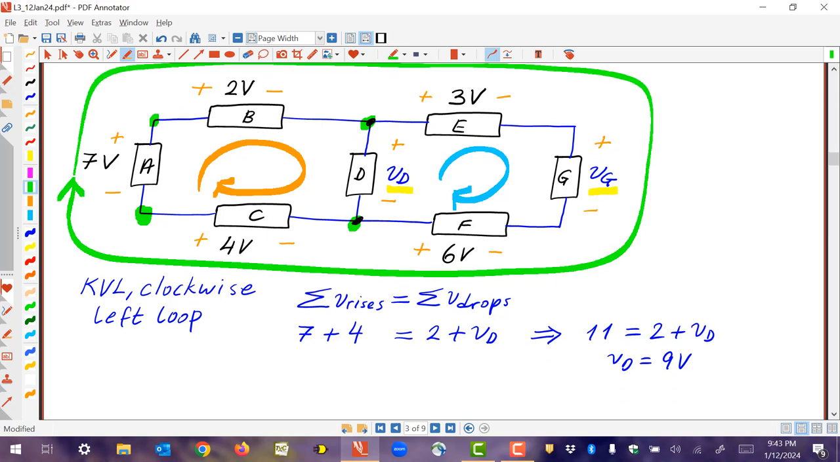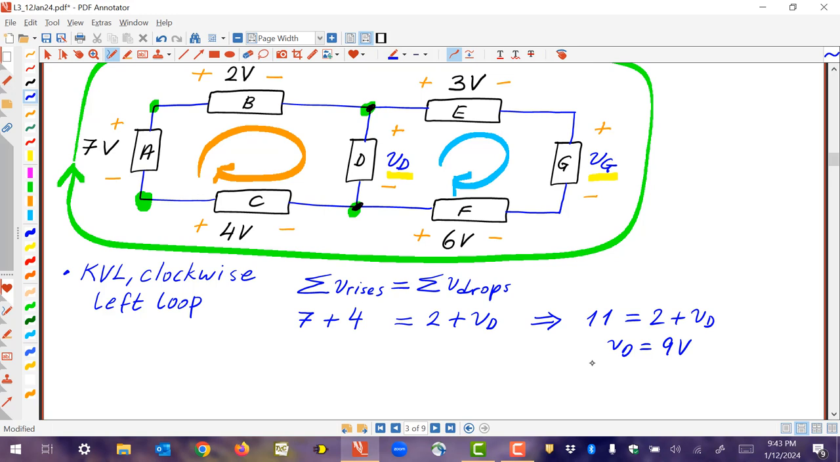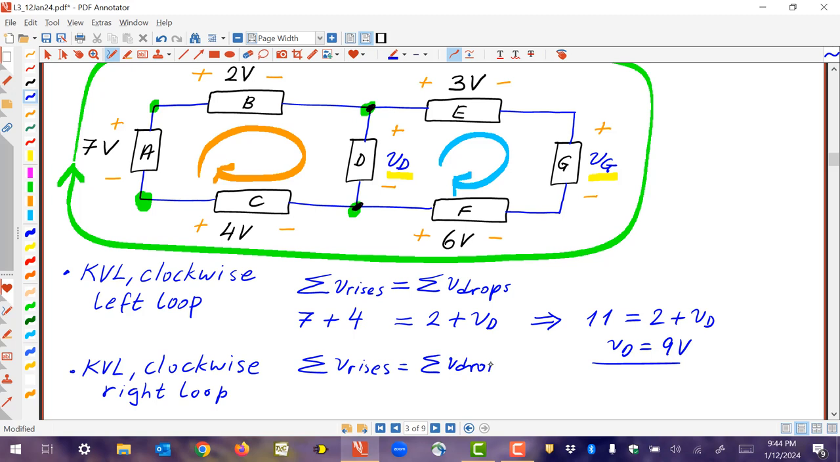So we did the KVL clockwise in the left loop, and this was our answer: V sub D was 9 volts. Now let's do KVL clockwise in the right loop. Again, the sum of the voltage rises equals the sum of the voltage drops. I'll start at the bottom of V sub D over here, and if I go up through V sub D, I have a rise of V sub D.